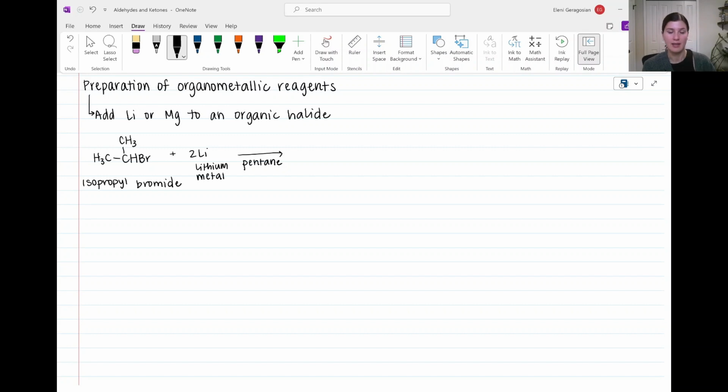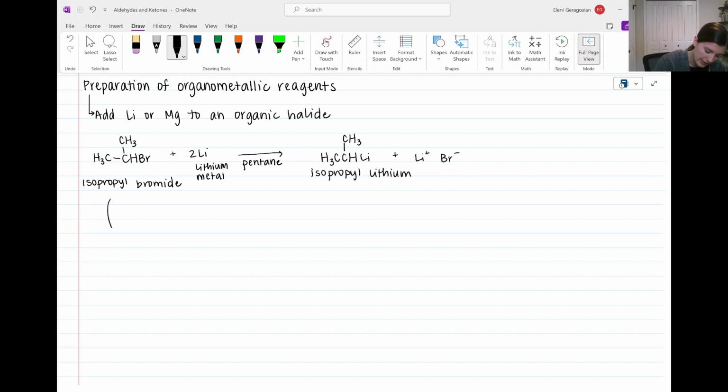well. In that solution now, the lithium metal will react with the isopropyl bromide, and you'd form the organometallic reagent where now that carbon is bonded to a lithium. And then you also have lithium bromide, LiBr, ions as well. So this is isopropyl lithium.